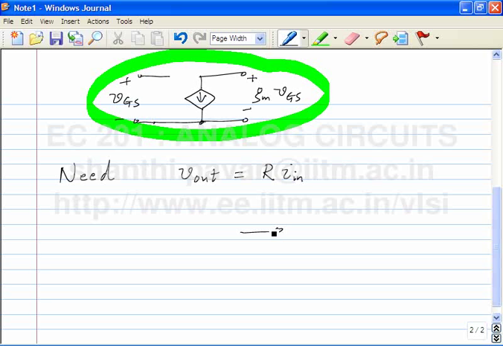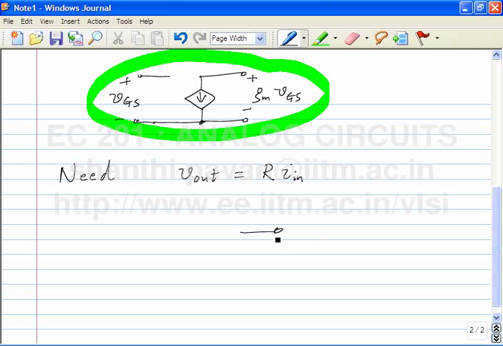You have some node, you want to push its potential up. You can either connect it to a voltage source and increase the voltage source, or is there any other way of pushing the potential of a node up? We don't have to worry about it, because if we had a current source, we can use it to push the potential of a node up. You push current into a node, its potential will go up. You pull current out of a node, its potential will go down. So there is no big deal about not having a voltage source.